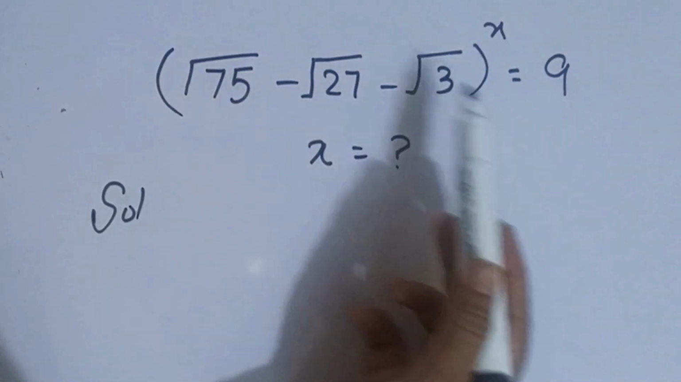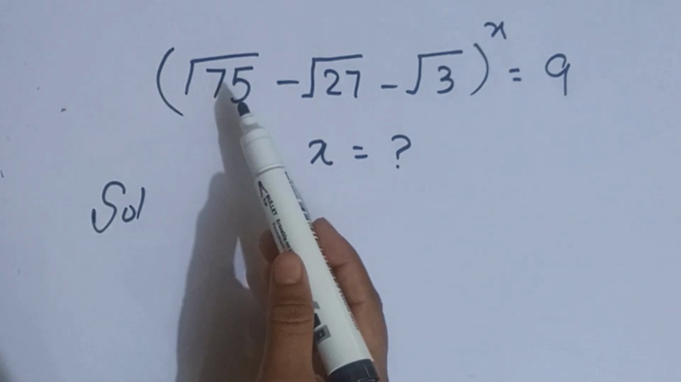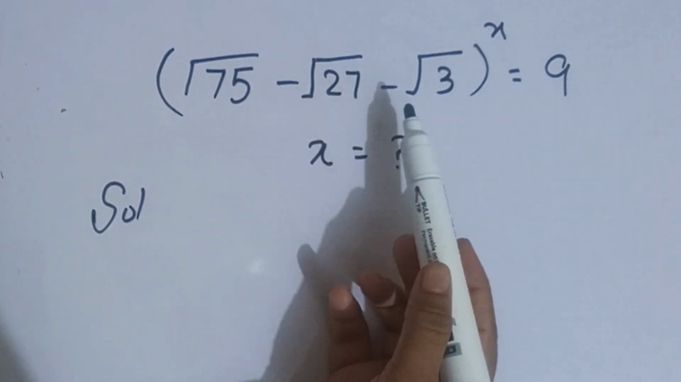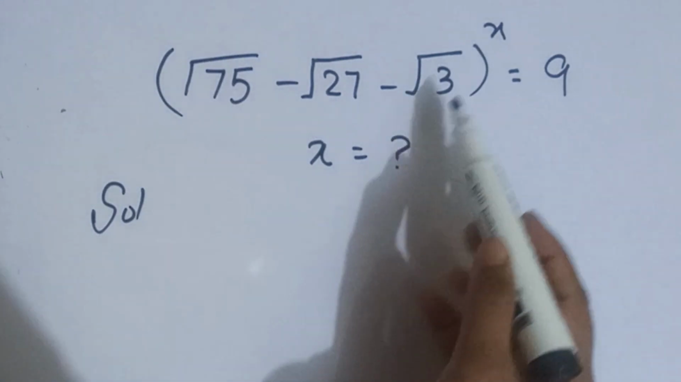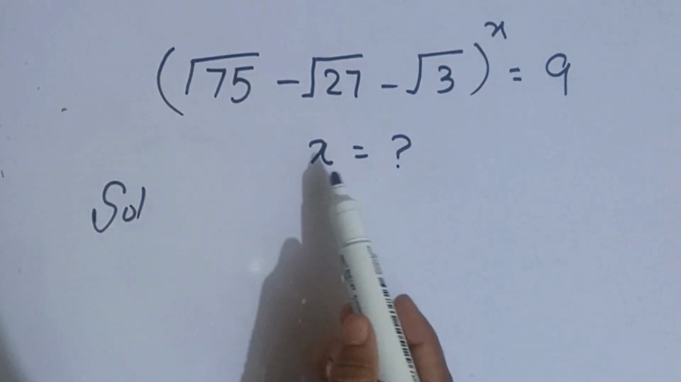And in this video, we are going to solve this question. We have (√75 − √27 − √3)^x = 9, and we find the value of x.